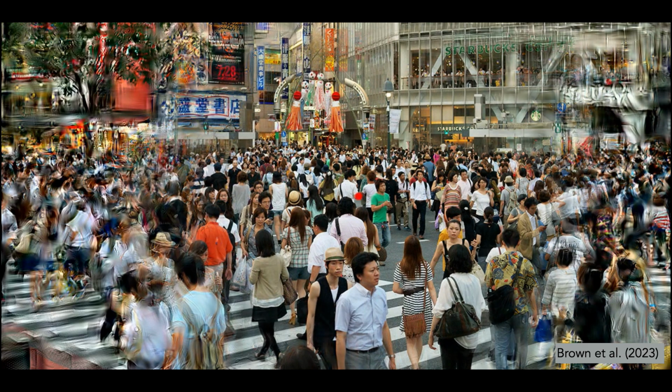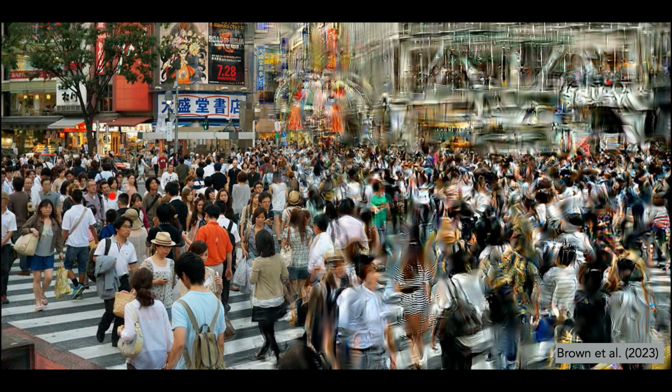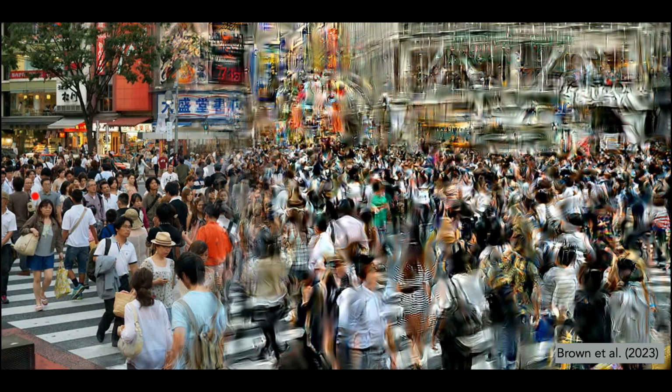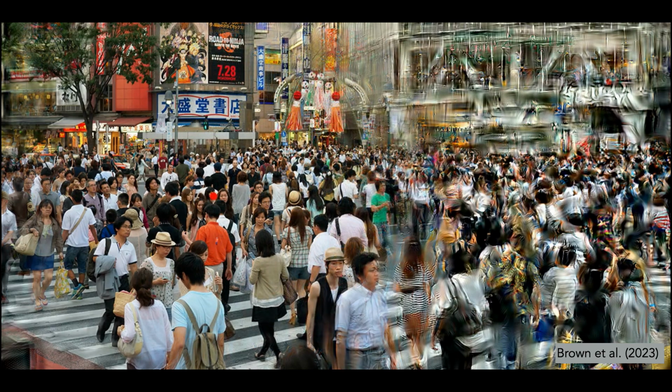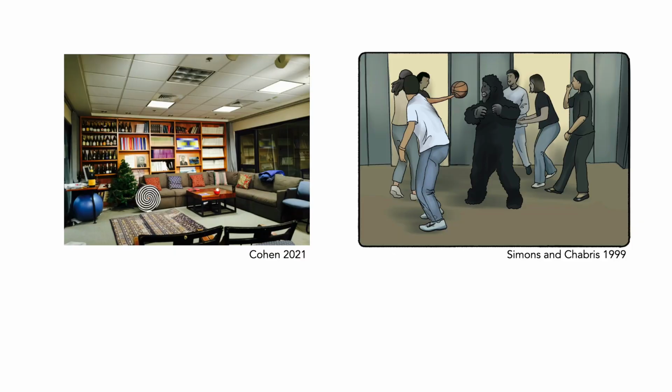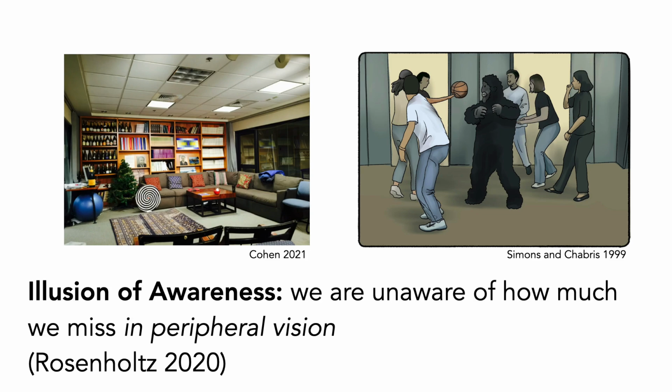The authors here are very careful to modify the picture in particular ways that we would not notice in peripheral vision. And in all these things, my thinking here is very influenced by work by Ruth Rosenholtz, and she points to this illusion of awareness, that we're unaware of how much information we lose in peripheral vision. So not only do we not know what we're missing, we also don't know that we're missing anything, and it's surprising when these things are pointed out.